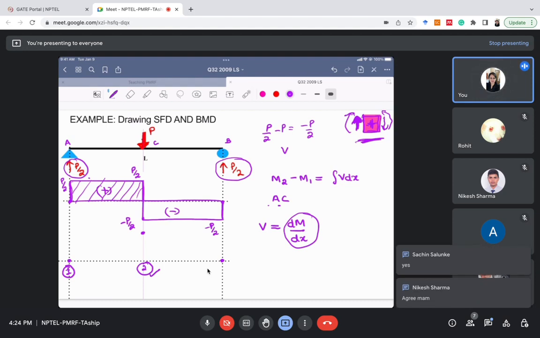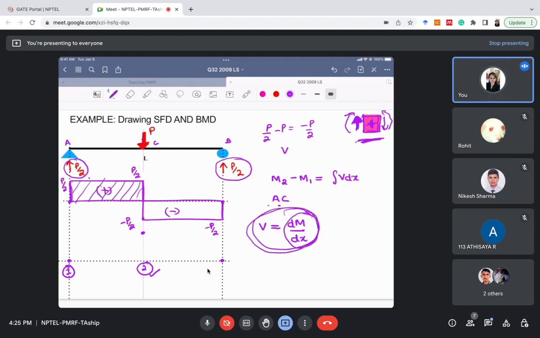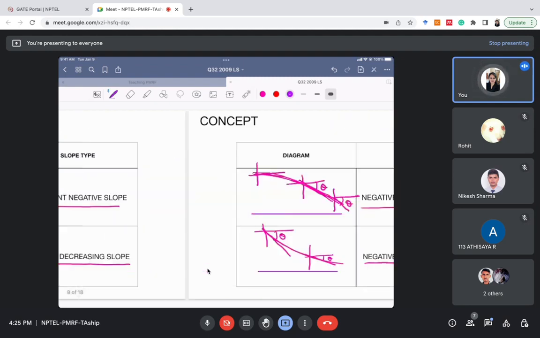So the slope of the bending moment diagram will be positive and constant, because we are following this formula: V equals dM by dx. Since V, the shear force, is positive and constant for section AC, the slope of the bending moment diagram will be positive and constant. And I have discussed this formula.